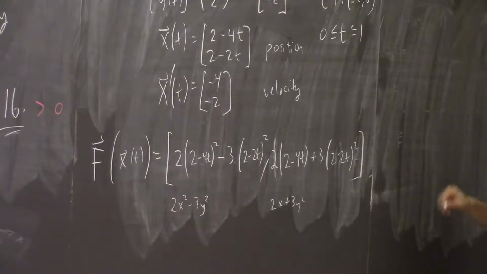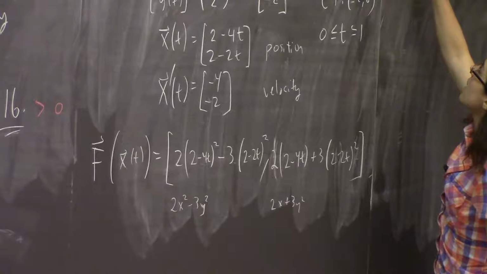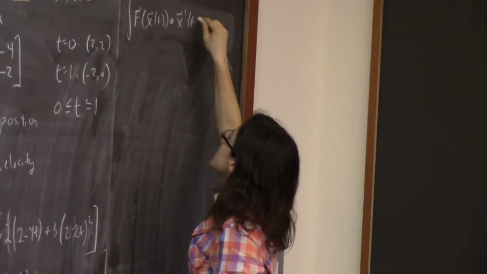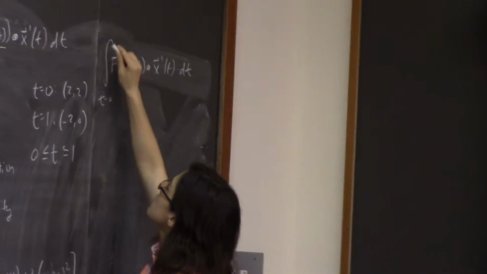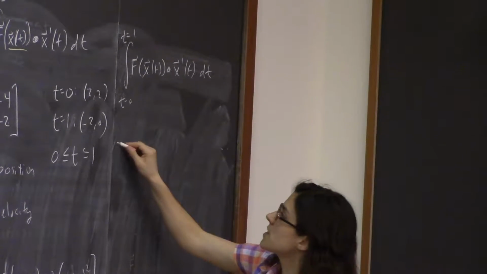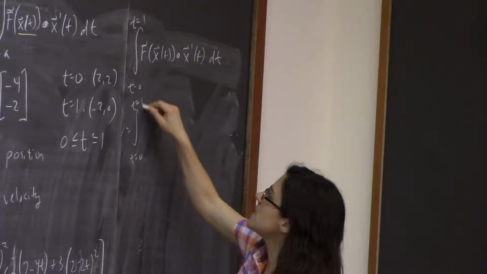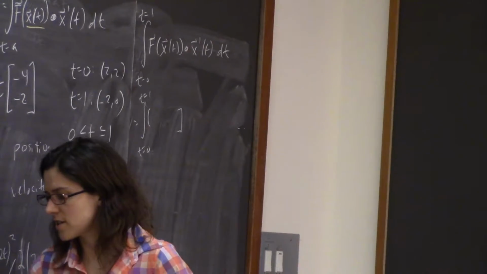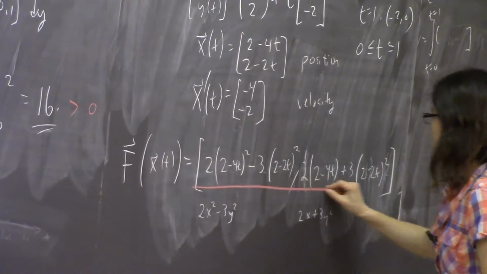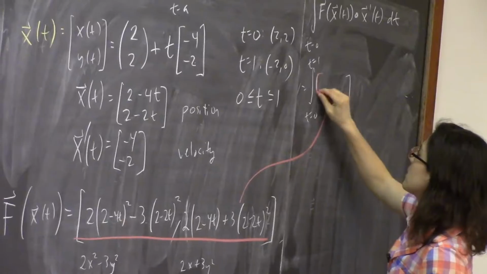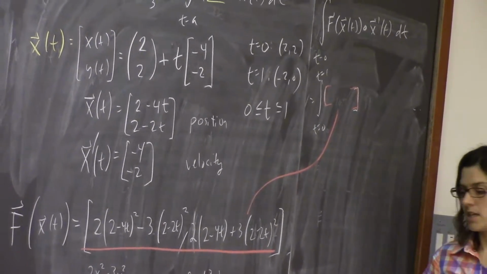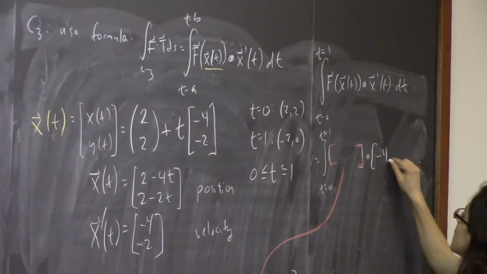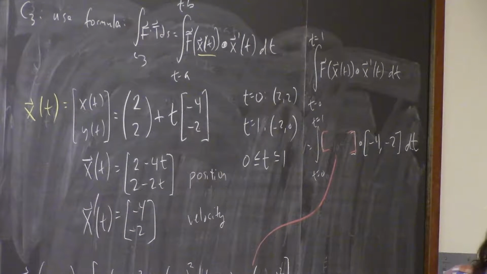Okay, so we want to compute the integral of f of x of t dot x prime of t dt from t equals 0 up to t equals 1. So let's plug it in. This is from t equals 0 to t equals 1 of this whole thing. I'm not going to write it out again. I'll just say it's this, and it goes in here. That whole thing, dot x prime of t, which is -4, -2, dt.